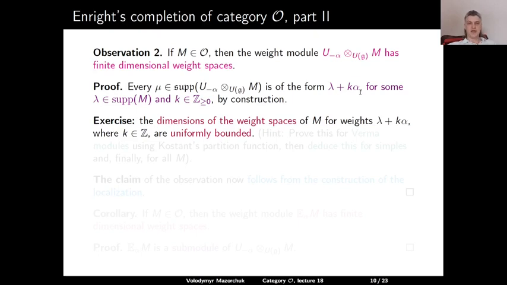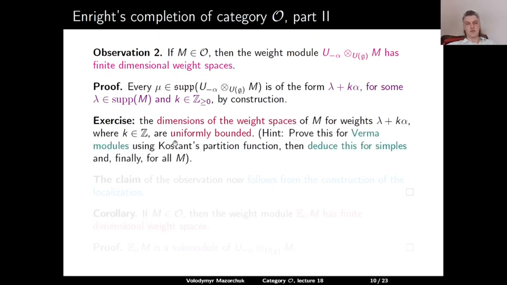One can show that if we consider a module M in O, then the dimensions of all weight spaces of M, which have the form fixed weight lambda plus k alpha, where k is an integer, are uniformly bounded. This is easy to prove for Verma modules because their dimensions of weight spaces are given by Kostant's partition function, and it is easy to see that Kostant's partition function stabilizes if you add a multiple of a simple root.